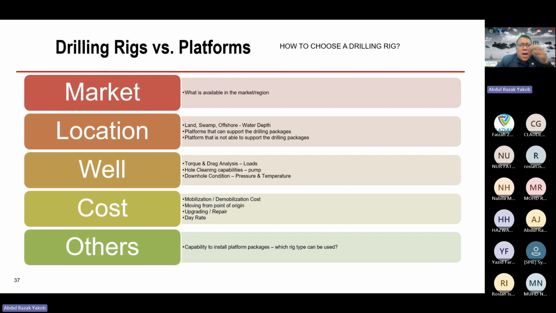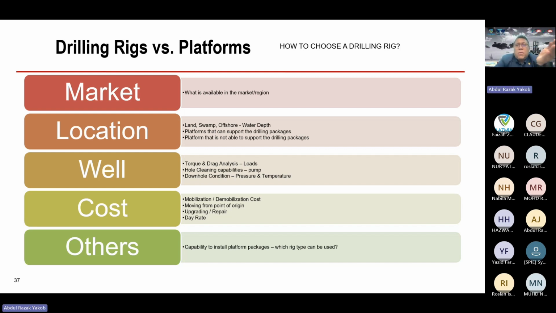And then how we want to move from port of origin, so upgrade and also repair this rig, and also the daily rate. You think of when I want to bring the rig from Gulf of Mexico to over here, it's cheap, it's free? No, every day, because once you sign the contract, it's already yours. You already need to pay.